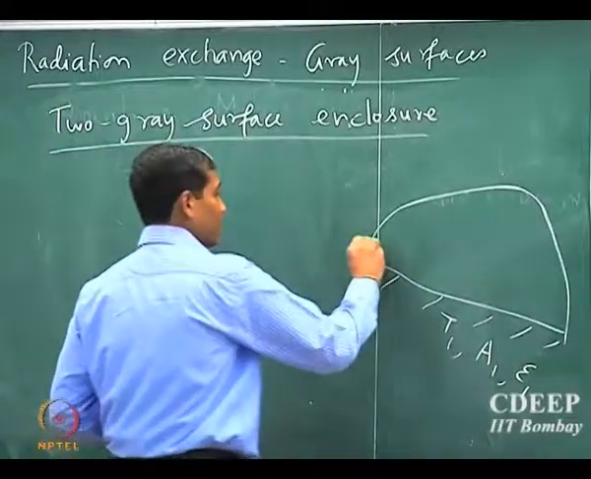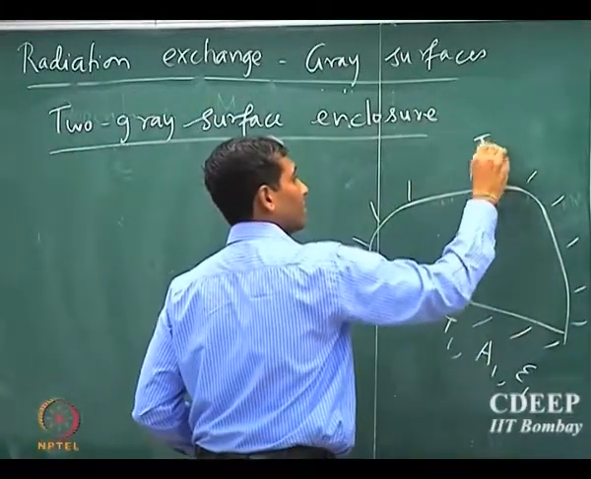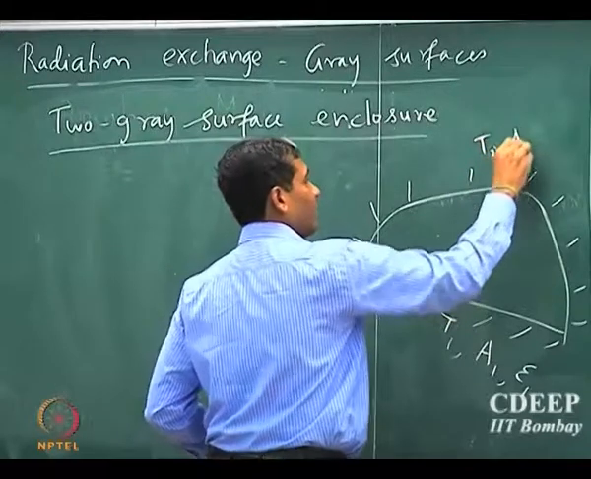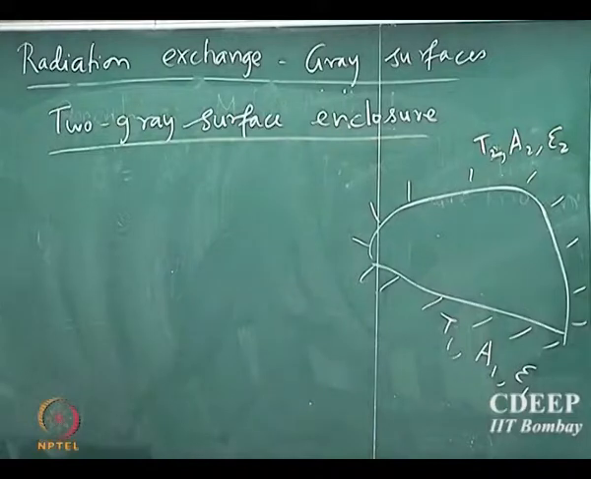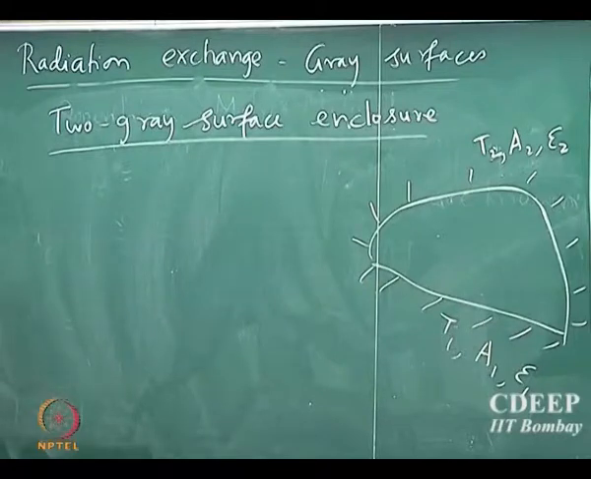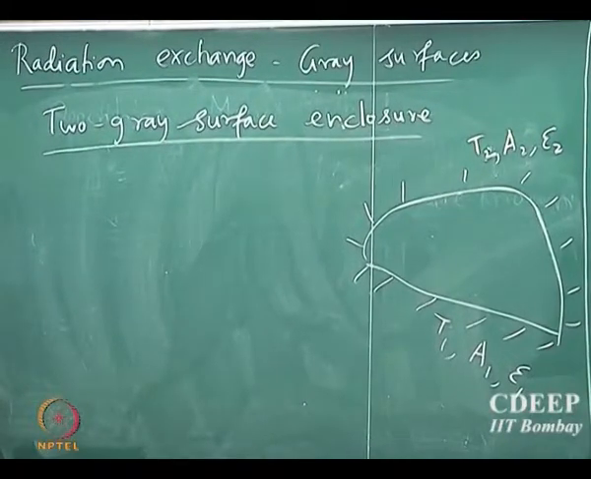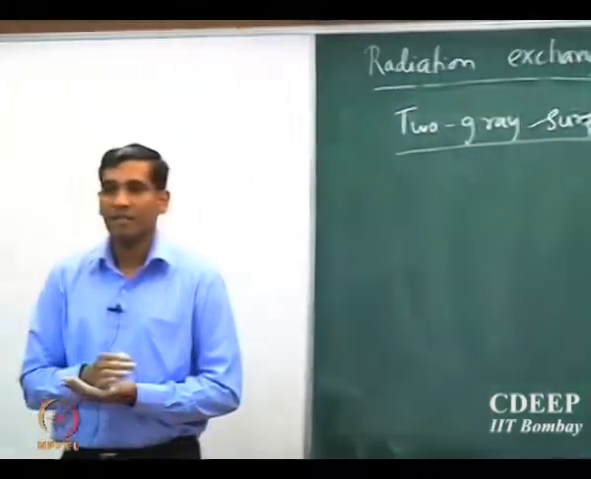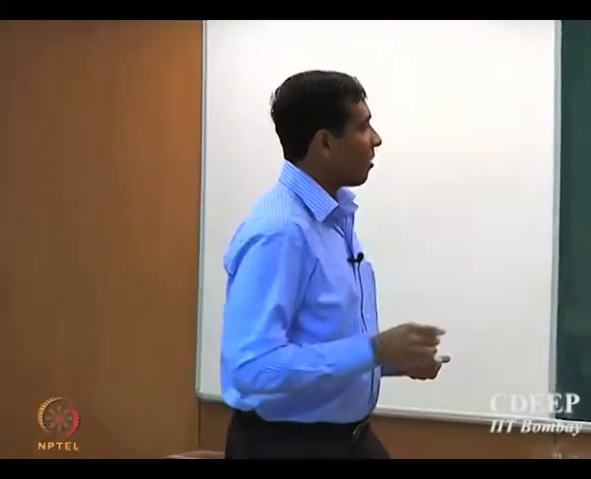Okay. And similarly, you have another surface which is T2, A2 and epsilon 2. Okay. So, I want to find out the net radiation exchange between these two surfaces. Okay. How many resistances are there? 6. Why is it 6?